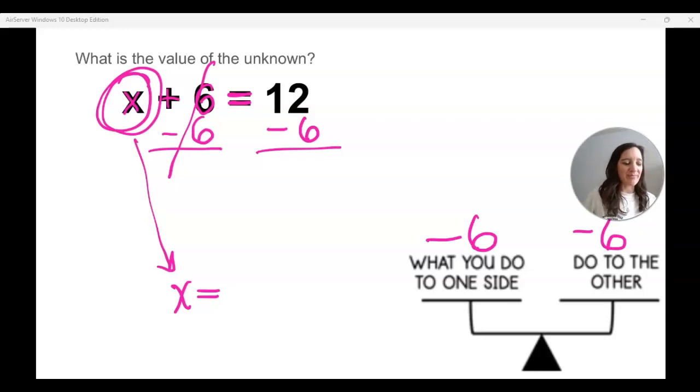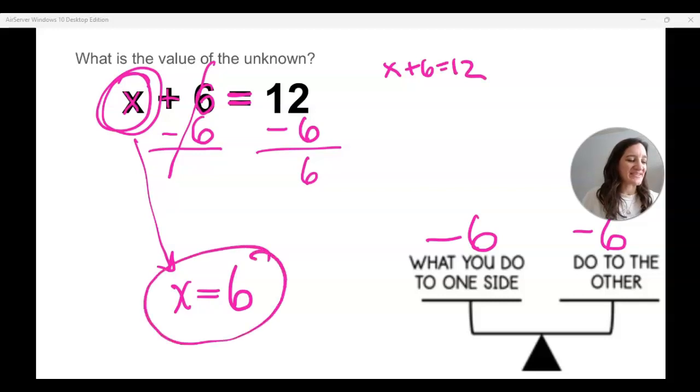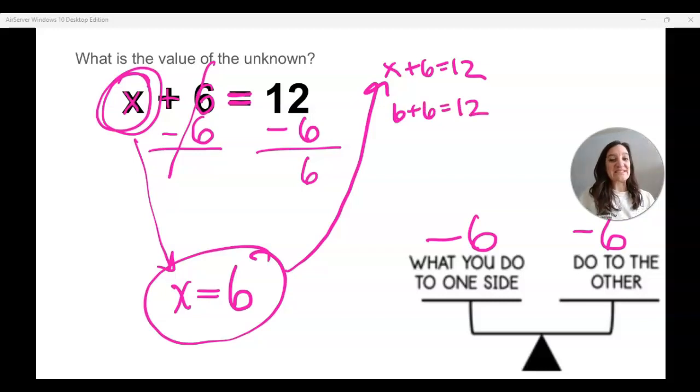Okay, let's keep going. 12 minus 6 equals 6. Okay, and if we want, we can plug it in. And where it says 6 plus 6 equals 12, well, I now know what 6 is. Let's see if it actually is a solution. What is 6 plus 6? Shocker, it's 12. So I did do the inverse operation correctly.